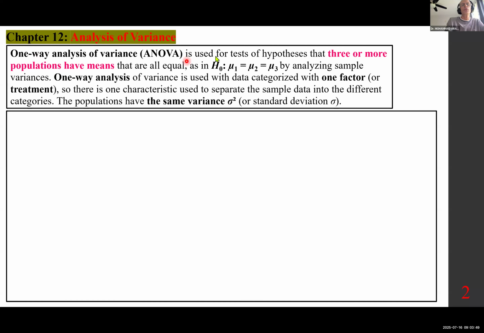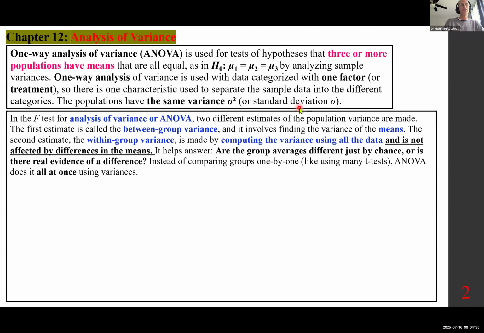One-way analysis of variance, or ANOVA, is used for tests of hypotheses that 3 or more populations have means that are all equal, as in H0: mu sub 1 equals mu sub 2 equals mu sub 3. So when we have more than 2, by analyzing sample variances, one-way analysis of variance is used with data categorized with one factor or treatment. So there is one characteristic used to separate the sample data into the different categories. The populations have the same variance, sigma squared, or standard deviation sigma. And it uses the F test.